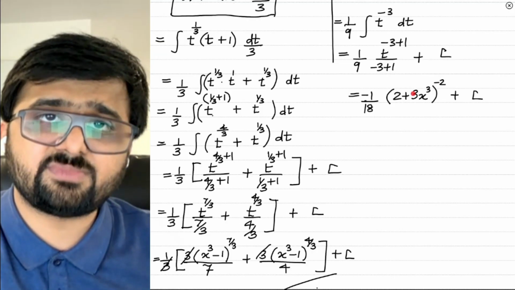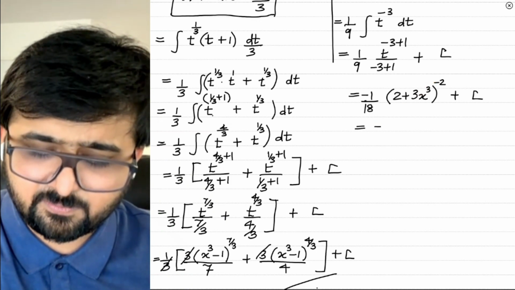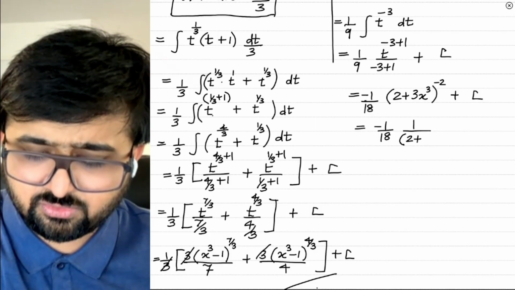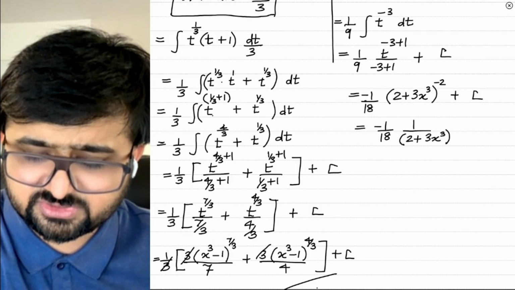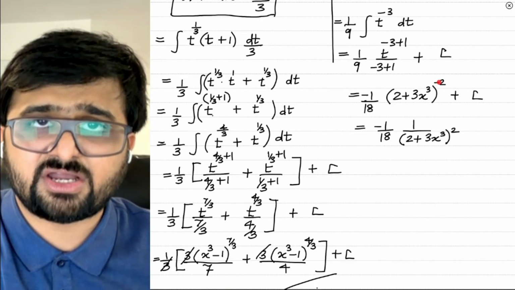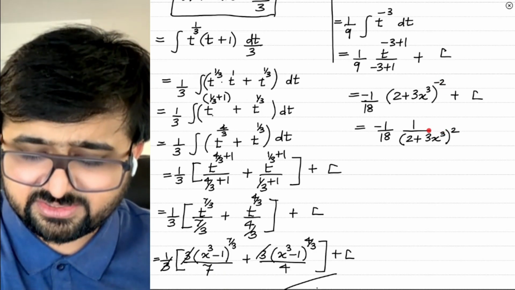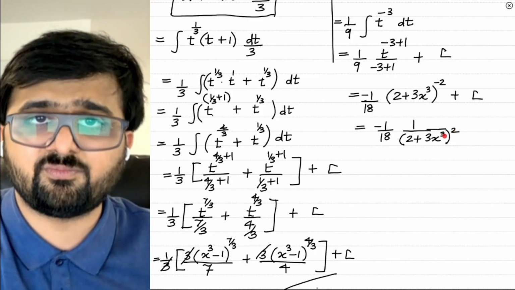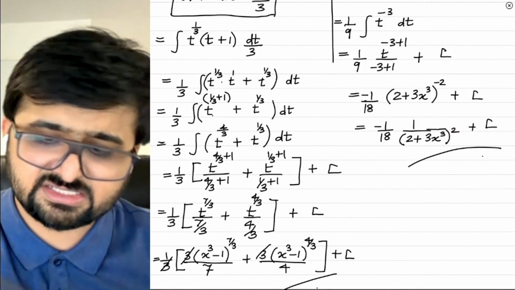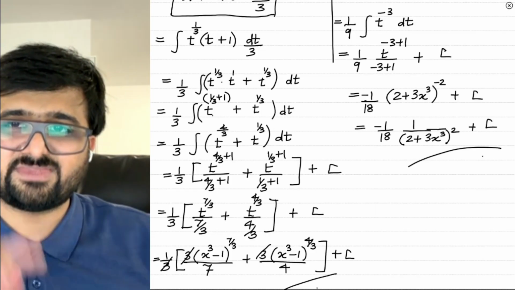Now this to the power minus 2 is nothing but minus 1 upon 18, 1 upon 2 plus 3x cube whole square. Power minus 2, if you take that in the denominator, it will just look a little bit neater and become plus 2 by laws of indices. And that is your result of integration that we need. Okay, I hope that makes sense.